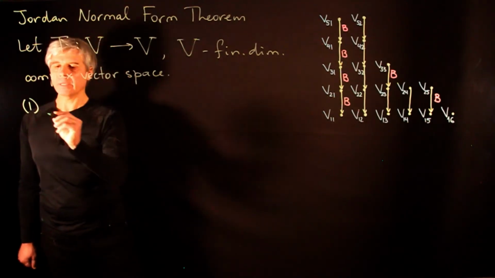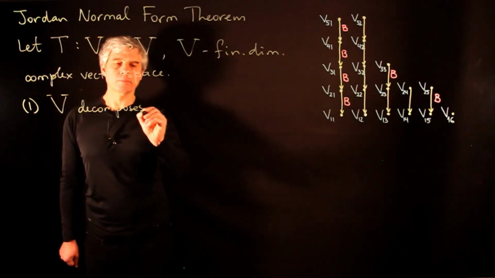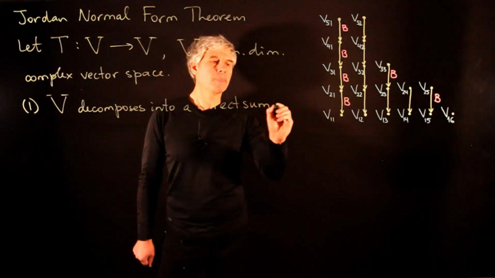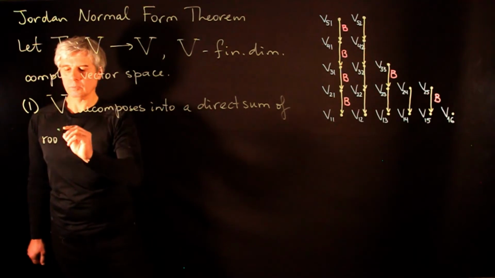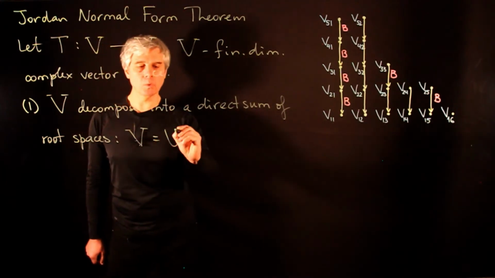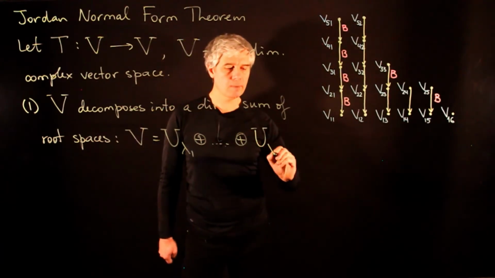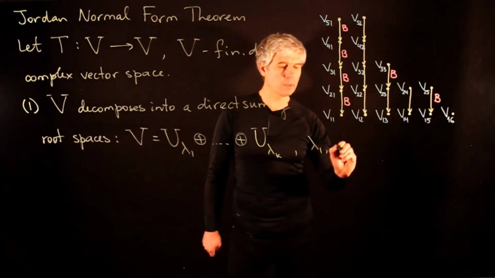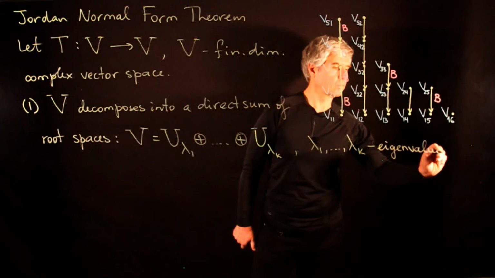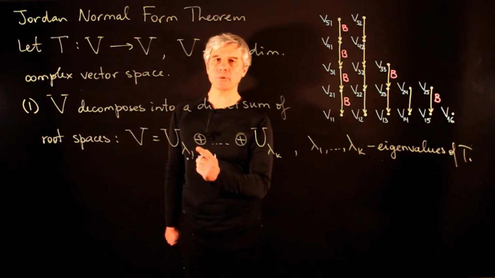Our first claim is that V decomposes into a direct sum of root spaces. So V is U_lambda1 plus ... plus U_lambdak, where lambda 1 through lambda k are eigenvalues of T. This part is also known as the root decomposition theorem, which we already proved.